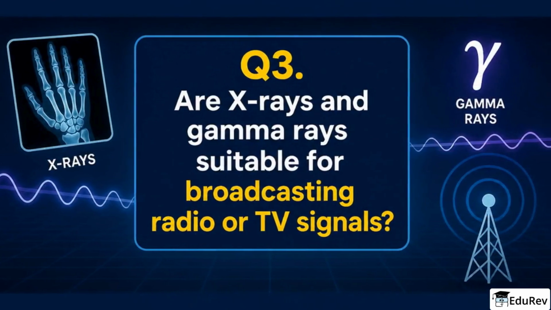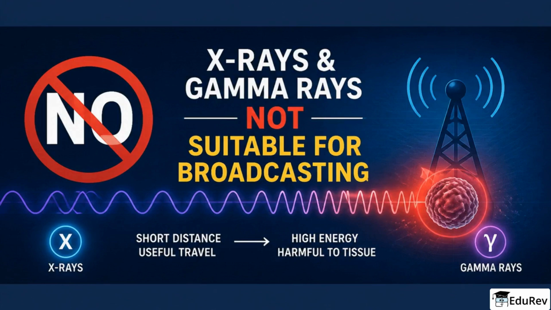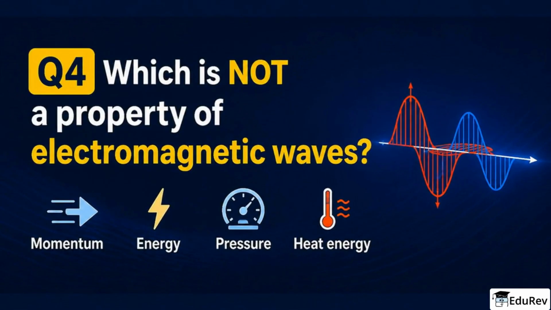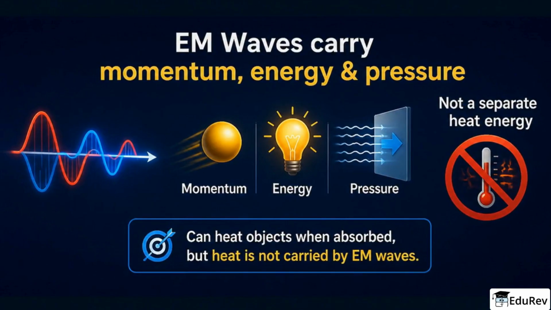Question number 3 asks, are X-rays and gamma rays suitable for broadcasting radio or TV signals? The answer is no. They are unsuitable because they travel short, useful distances for communication, and their high energy is harmful to living tissue. Question number 4 asks, which is not a property of electromagnetic waves among momentum, energy, pressure, and heat energy? Electromagnetic waves can carry momentum, they carry energy, and can exert pressure, but they do not carry heat energy as a separate property, though they can heat objects when absorbed.